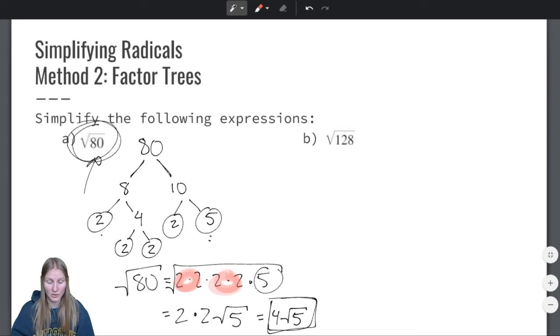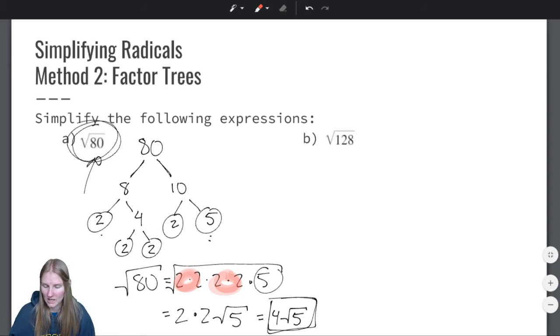But a lot of people like the factor trees because they can see visually the 2's get grouped together. And you don't have to worry about forgetting or multiplying by too small of a number or something like that with method 1. So, at this point in the video, please pause it and try part B on your own. Try these factor trees. See how you like them.